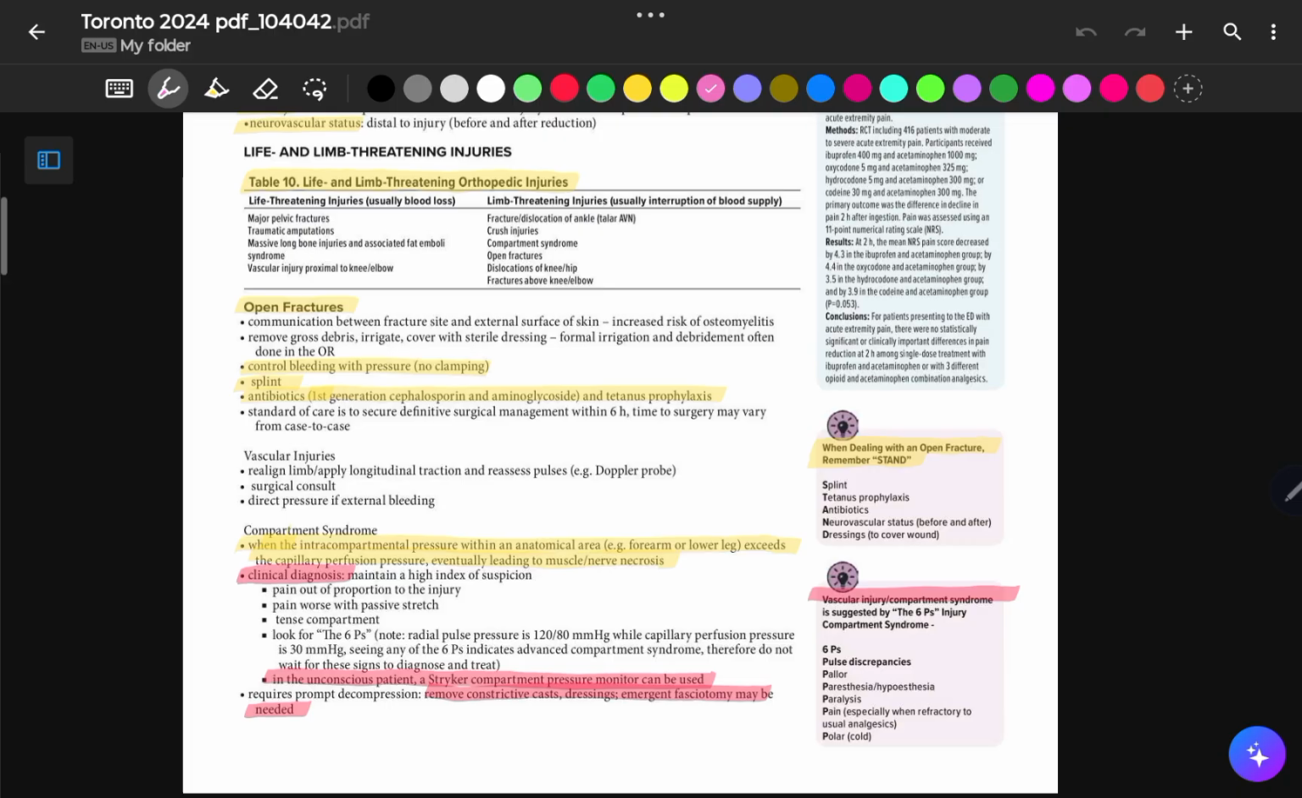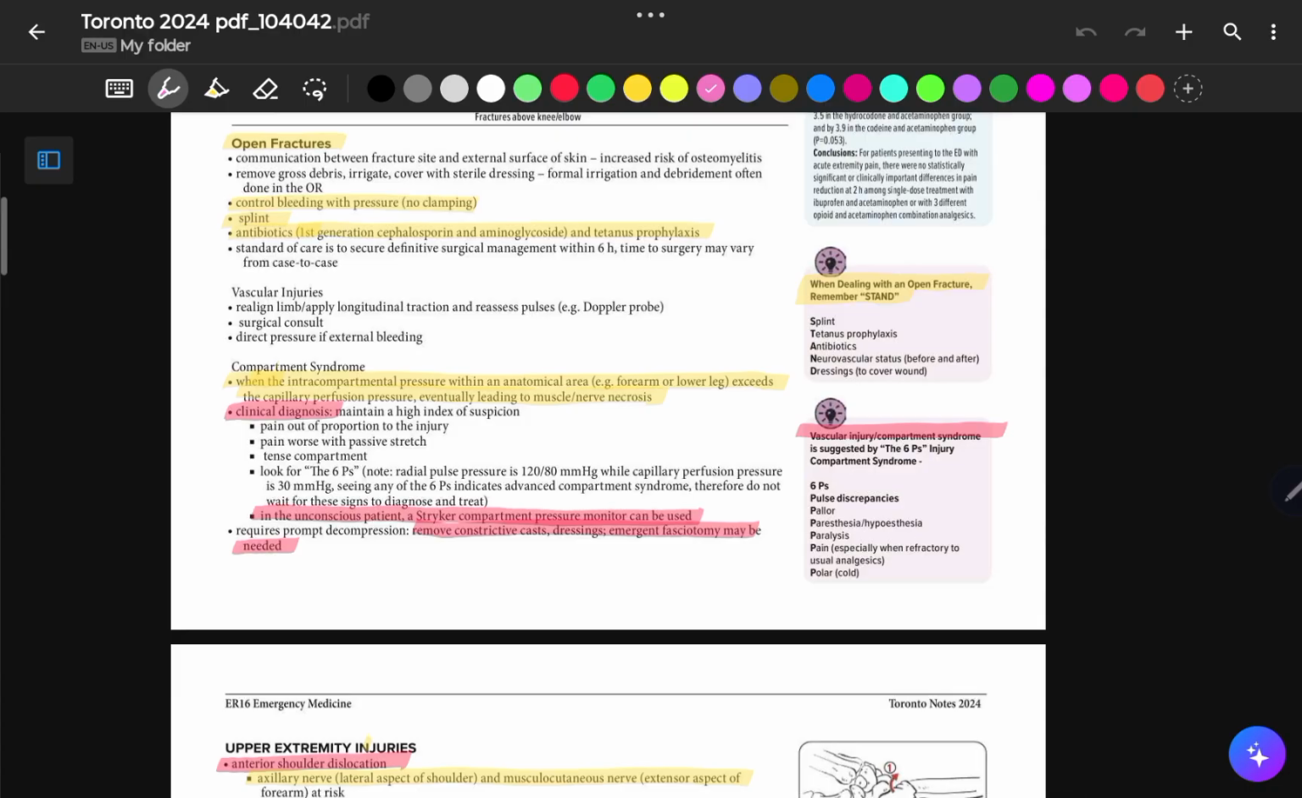You want to control the bleeding with pressure. So you want to put pressure to control the bleeding, no clamping. All right. You can put a splint just to sustain the limb before the patient is taken to the OR. Then start antibiotics as well. So you're going to start a first generation cephalosporin, aminoglycoside, and tetanus prophylaxis. Okay, so the standard of care is to secure definitive surgical management within 6 hours. Time to surgery may vary from case to case. Okay, so that's for an open fracture.